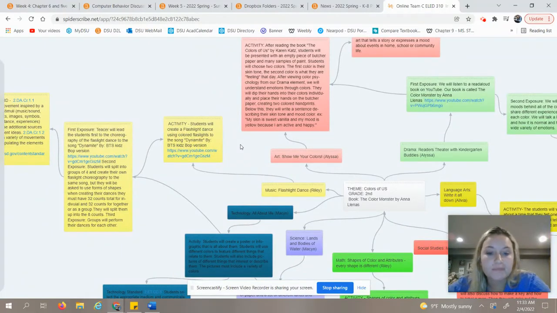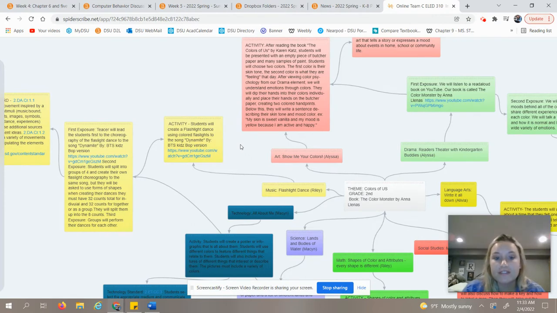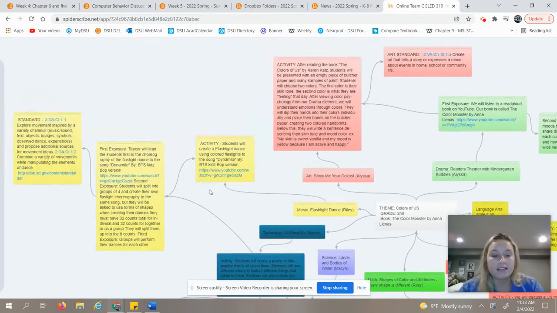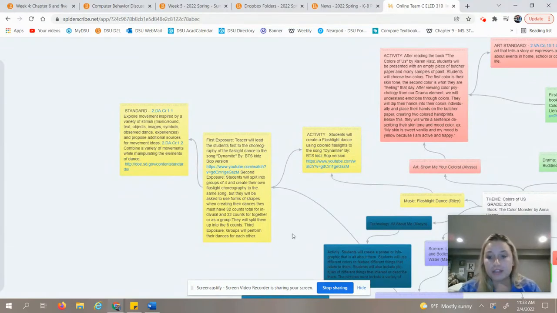Starting with music, our theme for music is flashlight dance. And our activity for that is students will be creating a flashlight dance using colored flashlights to the song Dynamite by BTS, and it will be the Kids Bop version. And then we move on to our three exposures.